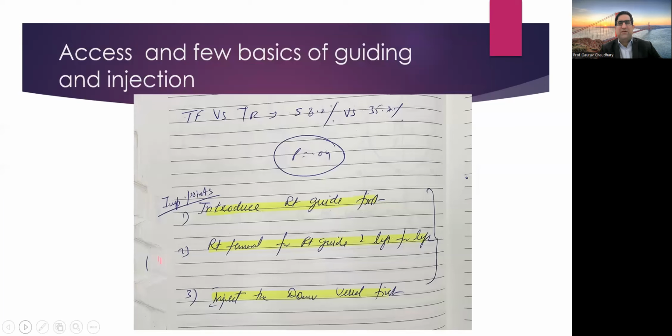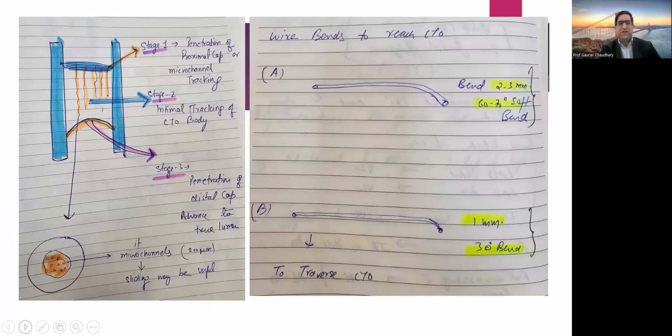A few basics while taking the injection, the bilateral injection: first you should introduce the right guide. For the right femoral, we should take the right guide; for the left femoral, the left guide. Inject the donor vessel first and wait for the dye to clear. So this is how the process of antegrade wire escalation goes.